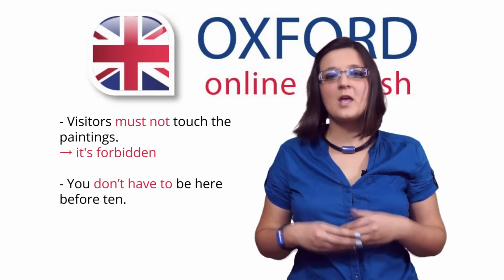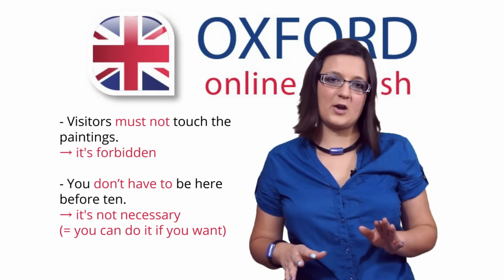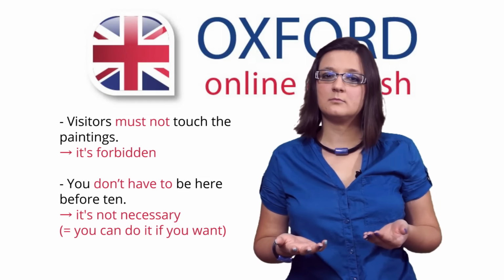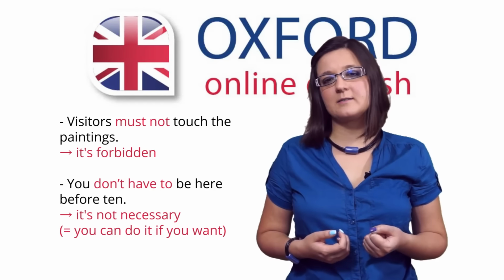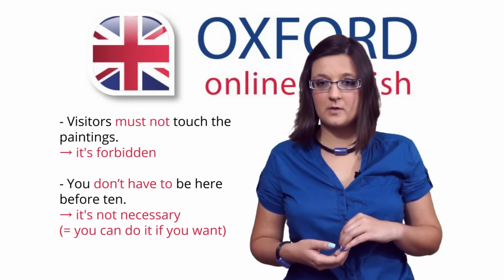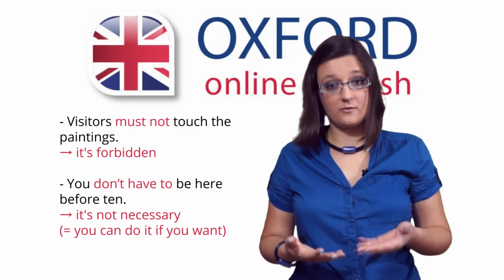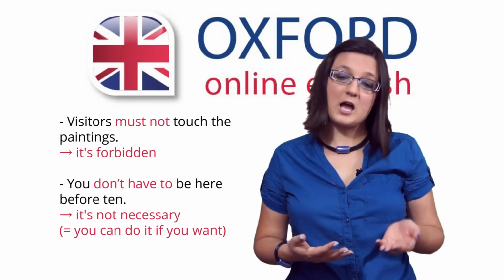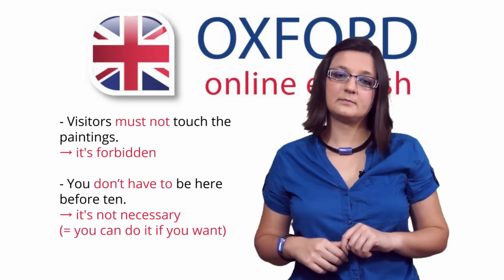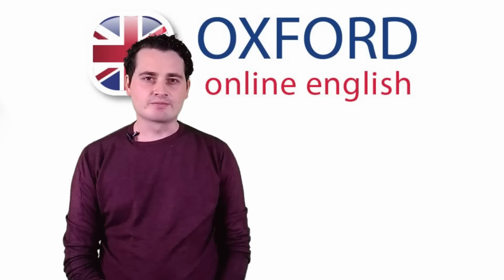Don't have to means that something is not necessary. You can choose to do something or not. If we have plans and I tell you, you don't have to be here before 10, then you can be here before 10 if you want. You can come at 9, at 8, or whenever you want. It's your choice. Let's see some more examples.